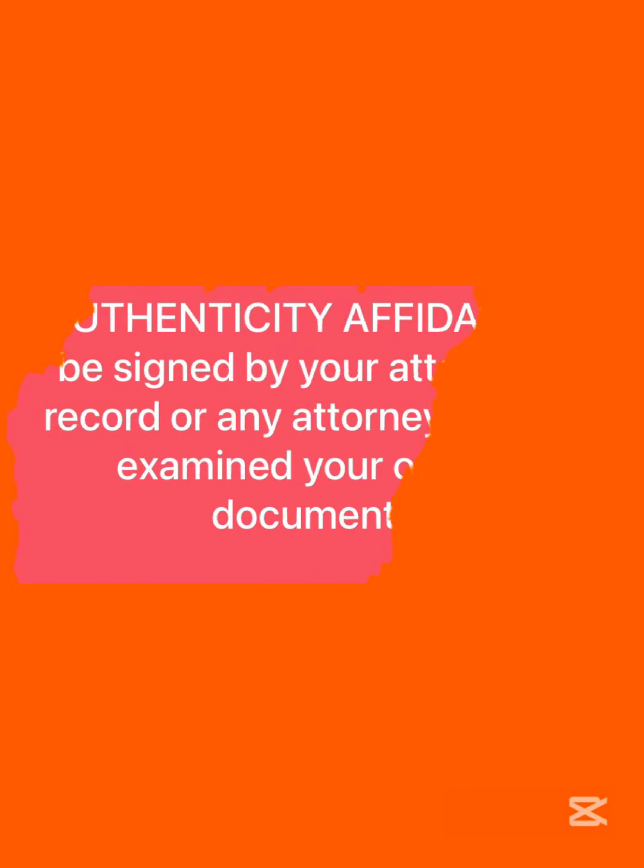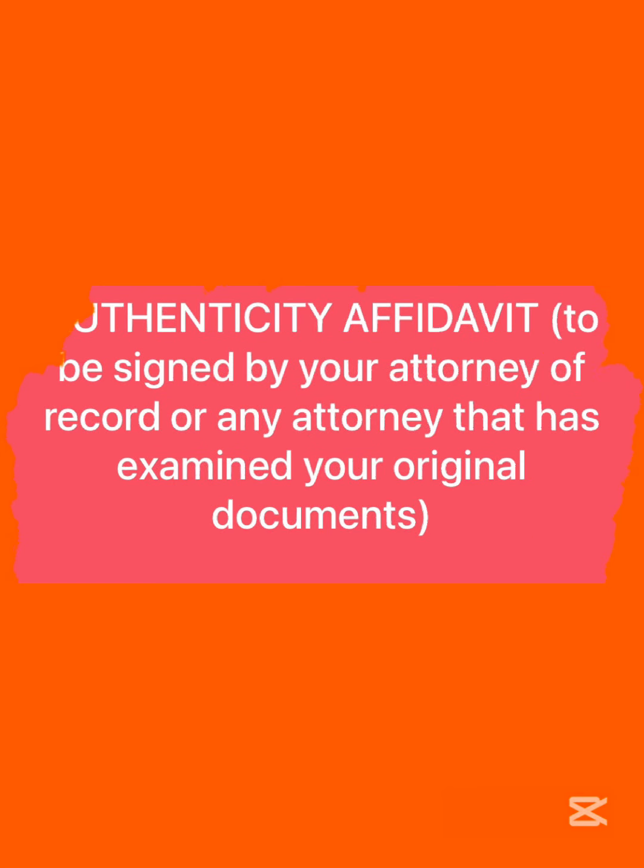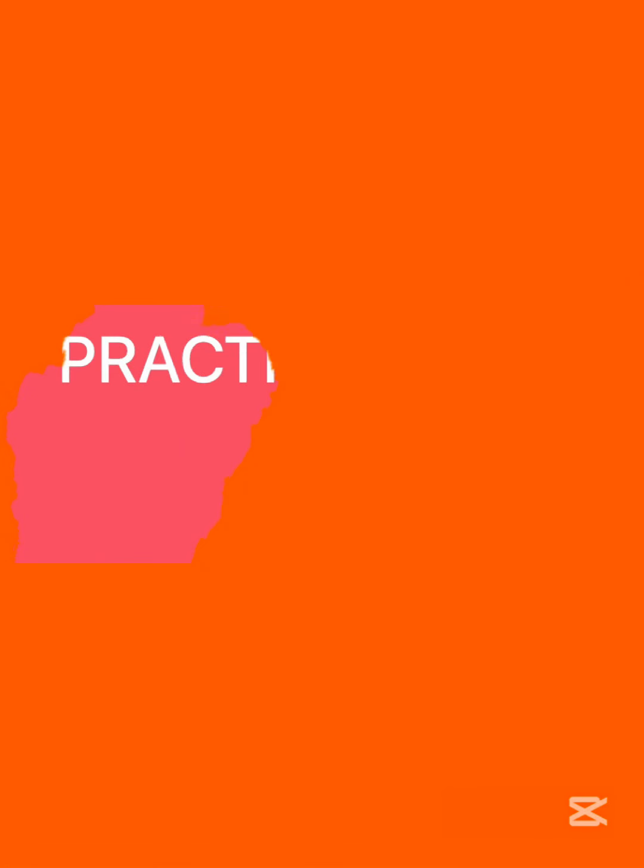Thereafter, you do an authenticity affidavit that is going to be signed by your attorney of record or any other attorney, in which they are going to state that they have examined your original documents and indeed your documents appear to be authentic. Thereafter, you are going to do a practice note. So what is a practice note? Basically, a practice note is a summary of everything that is happening in your admission. An example of practice notes is found at the back of the practice directives.